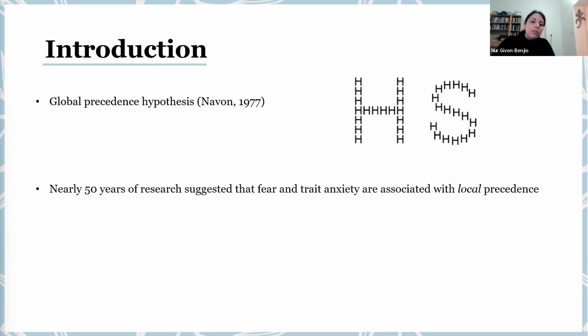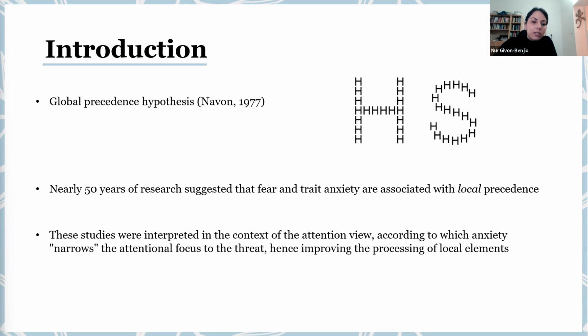Previous studies have used the Navon classic letter task in order to examine the role of fear and anxiety in hierarchical processing. Nearly 50 years of studies have consistently shown that fear and anxiety are associated with local rather than global bias. The findings were interpreted in the context of the attention view, according to which anxiety narrows the attentional focus to the threat, hence improving processing of local elements.